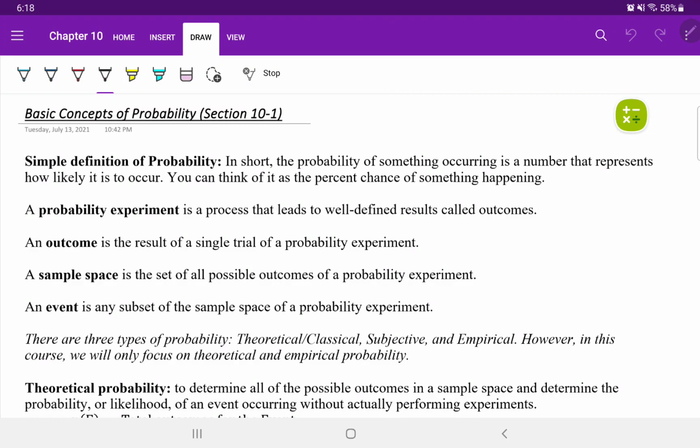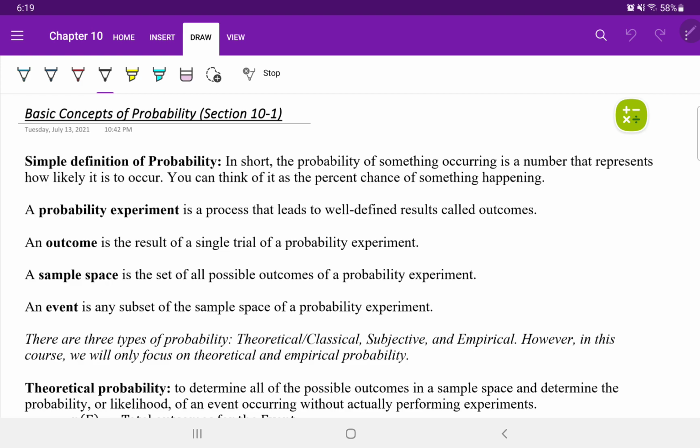Before I get into the lecture itself, I want to state that probability is the foundation to statistics. To understand statistics as a whole, we first must be comfortable with probability. I should say. So, what is probability? Probability, in the simplest definition, is the likelihood of something occurring. In short, probability of something occurring is a number that represents how likely it is to occur. You can think of it as a percent chance of something happening. We use probability every day to predict the likelihood of something happening or something not happening.